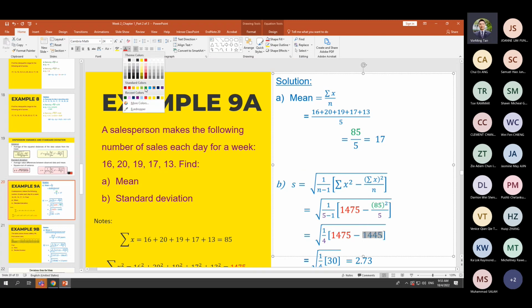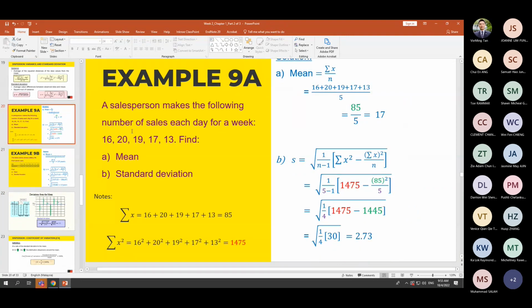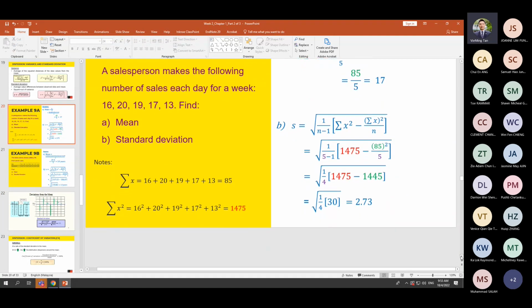This I use green. One way for you to check the answer is that this green part must always be less than the red part. The total x squared power n divided by n must always be less than total x squared. If the green number is greater than the red number, something is wrong with your calculation, so you better check again. Why? Because standard deviation and variance are always positive, and cannot be negative.